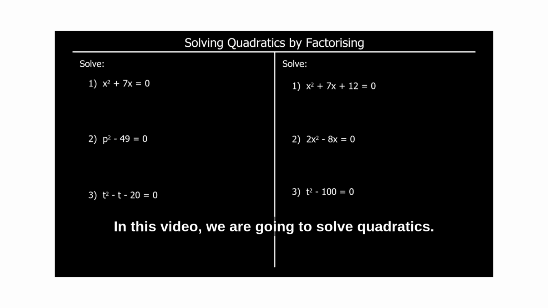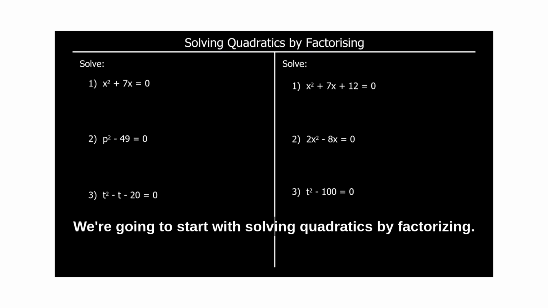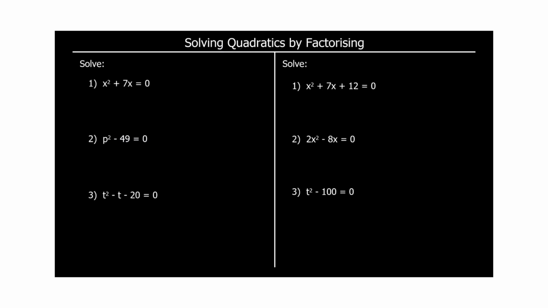In this video, we are going to solve quadratics. We're going to start with solving quadratics by factorizing. So when we have a quadratic, if we can factorize it, that's the easiest way to solve it. So this first one, I've got x squared plus 7x equals 0. It's already equal to 0. I don't need to rearrange it.